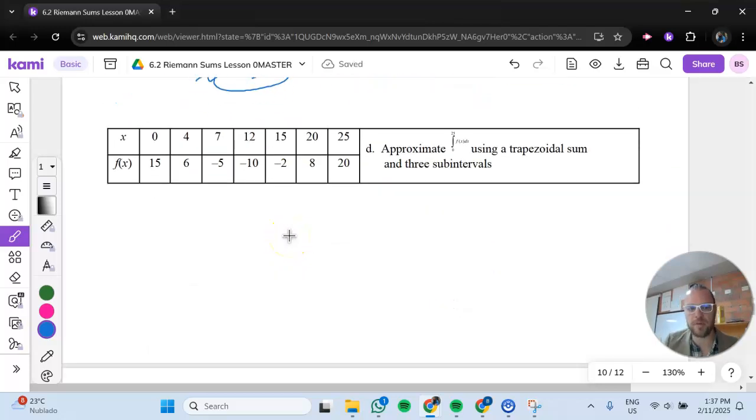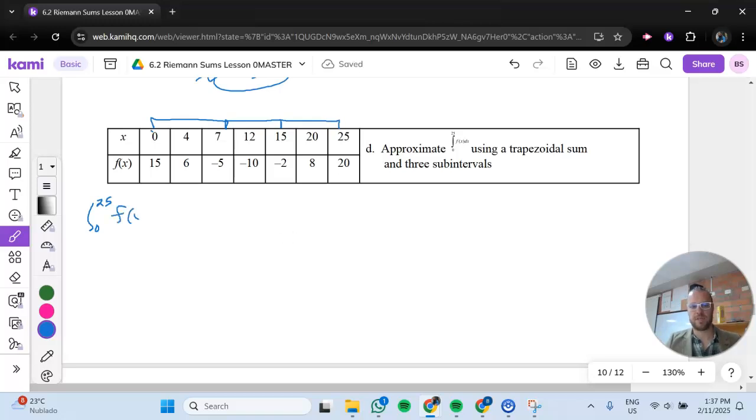All right, last example here, what we're going to do is we're going to use trapezoidal. We're going to go all the way from 0 to 25. We're going to use 3 subintervals. So we already kind of did this one where our intervals go from 0 to 7, 7 to 15, and 15 to 25. However, as we know, when we're doing these, the equation for this is a little bit harder because the trapezoidal area is a little harder.